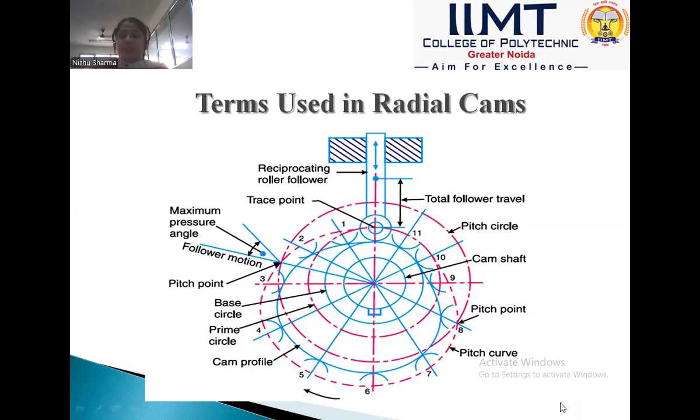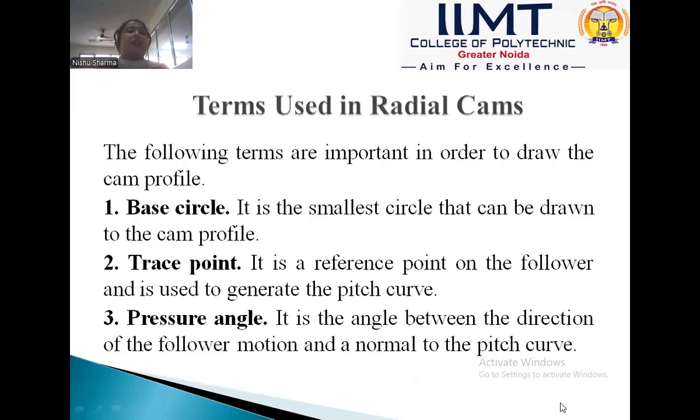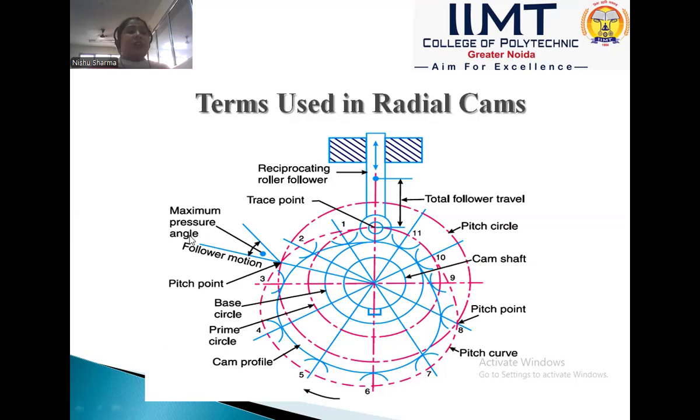Now next is the pitch circle. This is the pitch circle, the red dotted line, and it is the circle drawn from the center of the cam through the pitch points. It is called the pitch circle.